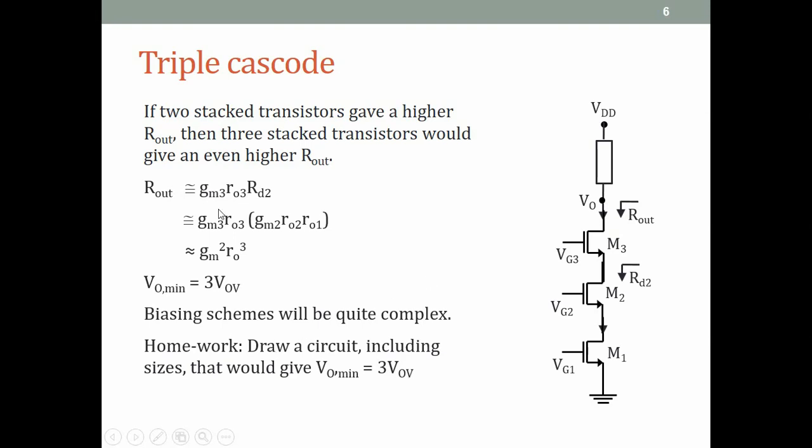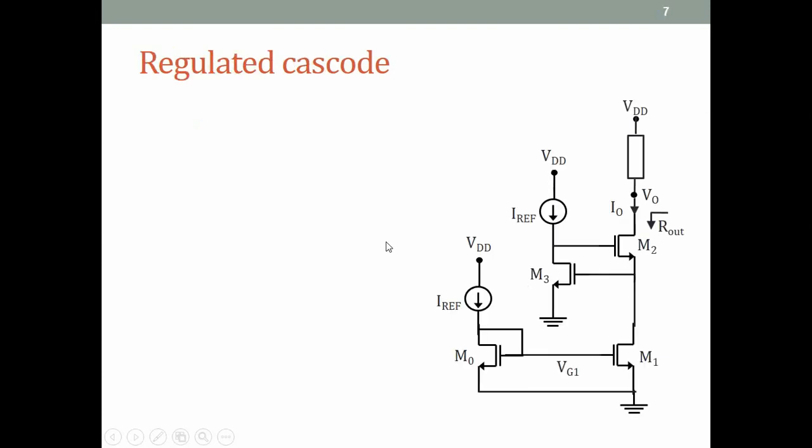All right, to get an R out of this order, actually there is another circuit that is more popular and it is called a regulated cascode. So let us look at this circuit. So here, let's look at it two ways.